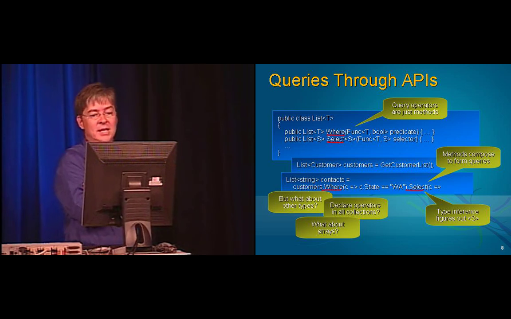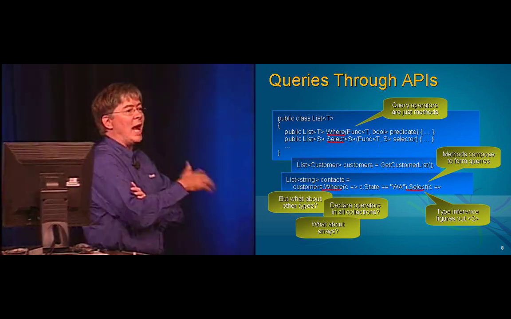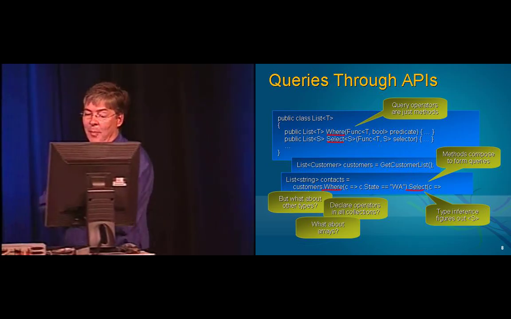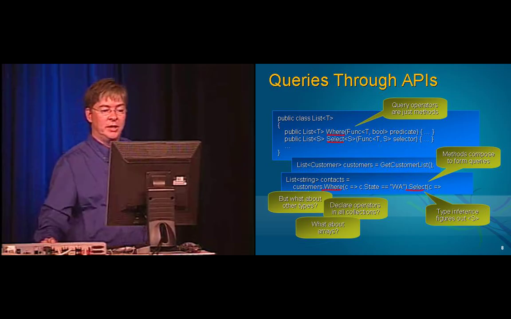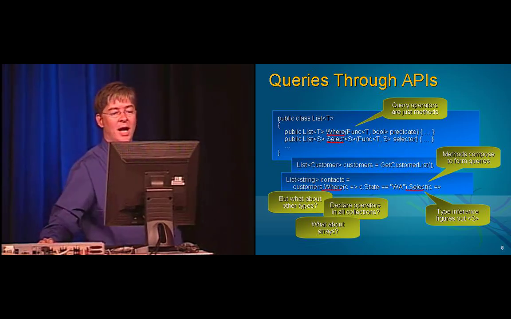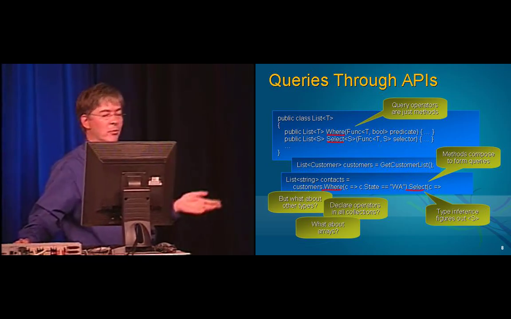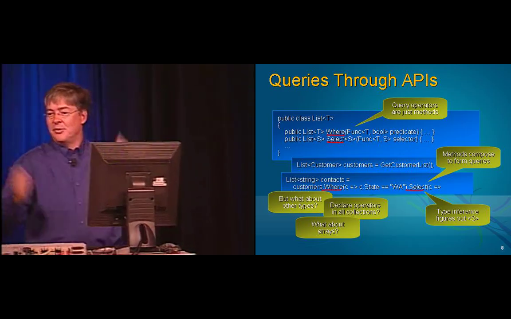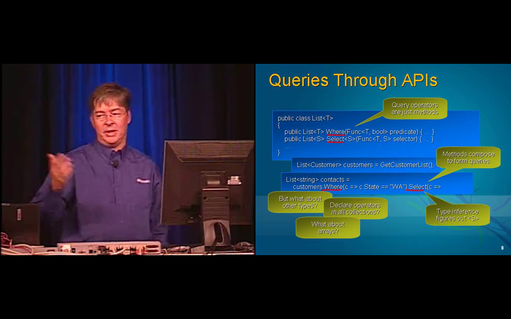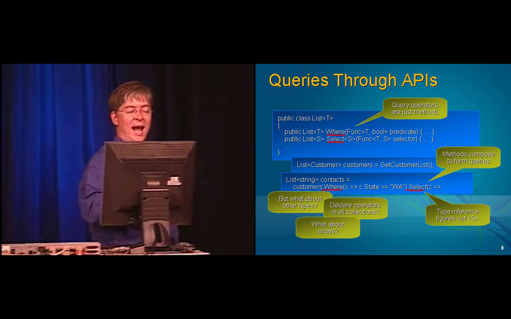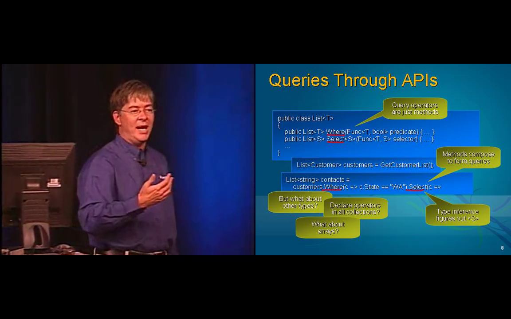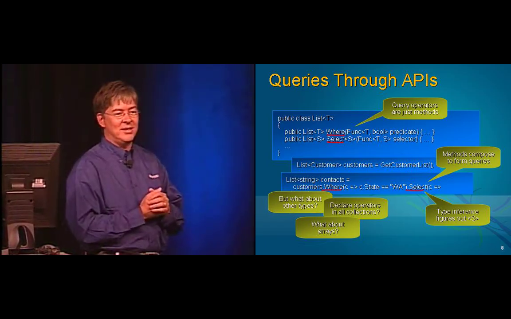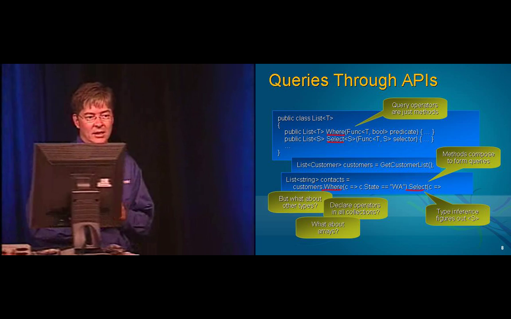The cool thing here is that we have type inference in the compiler that can figure out what the type of S is. Even though select is a generic method, the compiler can figure out what S is simply by c.name. If name is of type string, then what you're going to get back is a list of string, and you don't have to manually specify it.